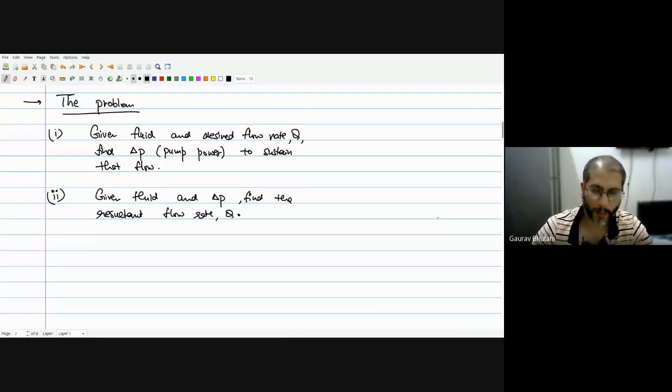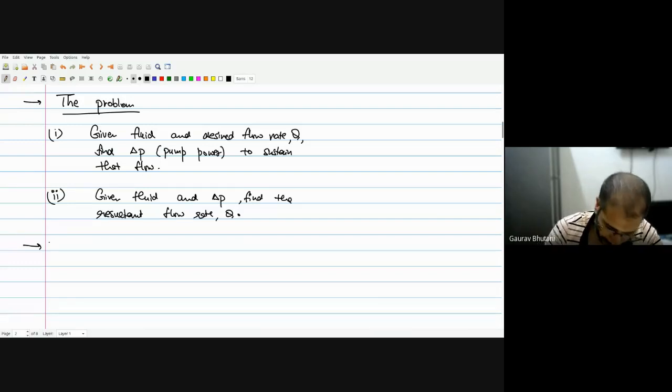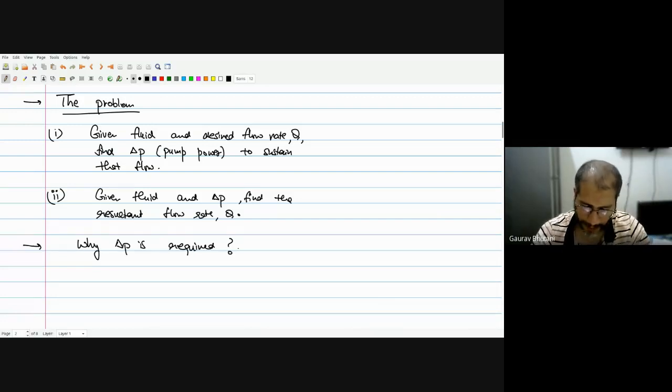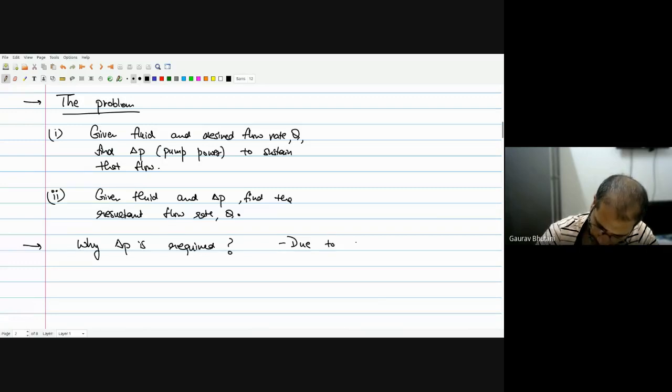Now the question is, why is a pressure drop required? Why do we need a pump? Intuitively you understand why we need a pump, because energy is being lost. But let's discuss that more formally. Why have a delta P? Well, intuitively we know the answer, because there are losses. Or should we say, to compensate for the losses?